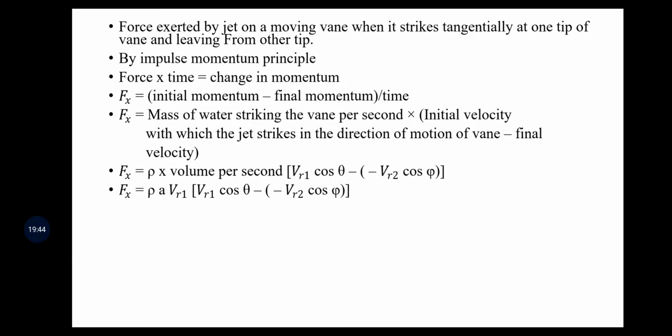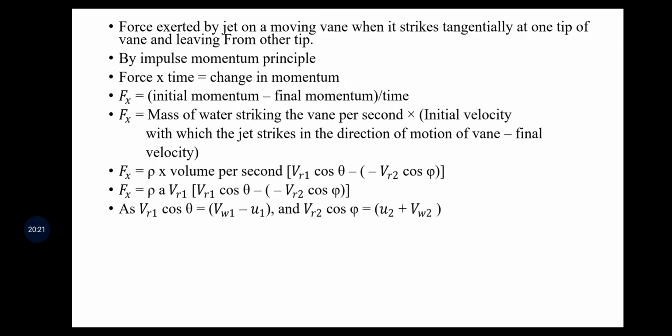So again rearranging the terms, volume per second is nothing but the discharge, and discharge is nothing but area into velocity. The velocity is the actual velocity with which the jet is striking, that is, the relative velocity at the inlet, VR1. A is the area of the jet. So we get the equation: density into area into VR1 into VR1 cos theta minus of minus VR2 cos phi.